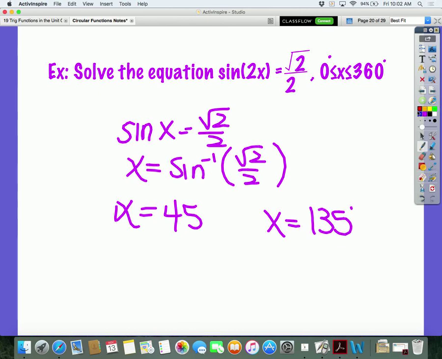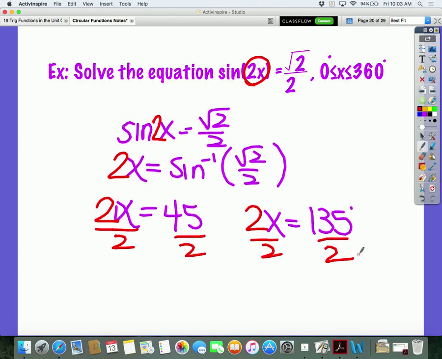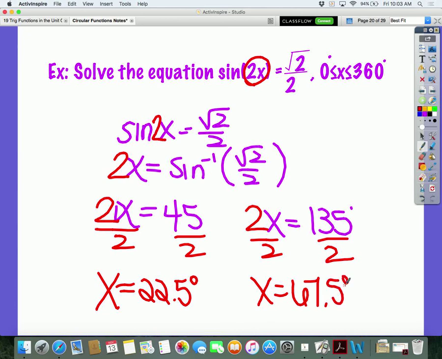Now, I can't say that this is my answer, because remember before, it was a 2x, right? So basically that x is just a 2x, okay? So you would end up dividing by 2 to find out that the answer for x in this problem is not 45 degrees, but 22.5 degrees and 67.5. Okay?